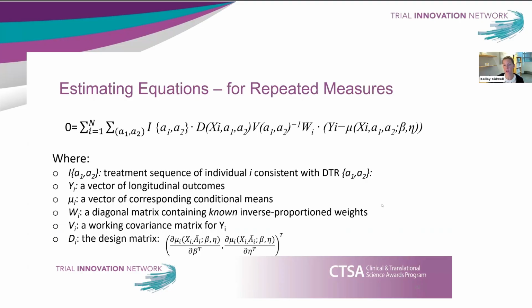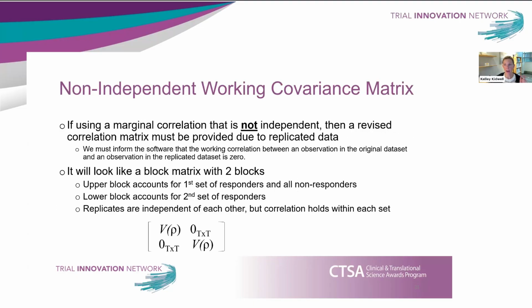So I won't go into the estimating equations, but if you're curious and want to learn more, I've linked a bunch of papers where you can really look into the theory behind why these estimating equations are appropriate, and will provide unbiased estimates for coefficients. So what we have to do to the software is to account for the fact that if we're going to use a non-independent working covariance matrix, which would most likely be appropriate because we would think the longitudinal data would be correlated, then we just have to revise the correlation matrix in the standard software because of the SMART design, because of the fact that we have replicated data.